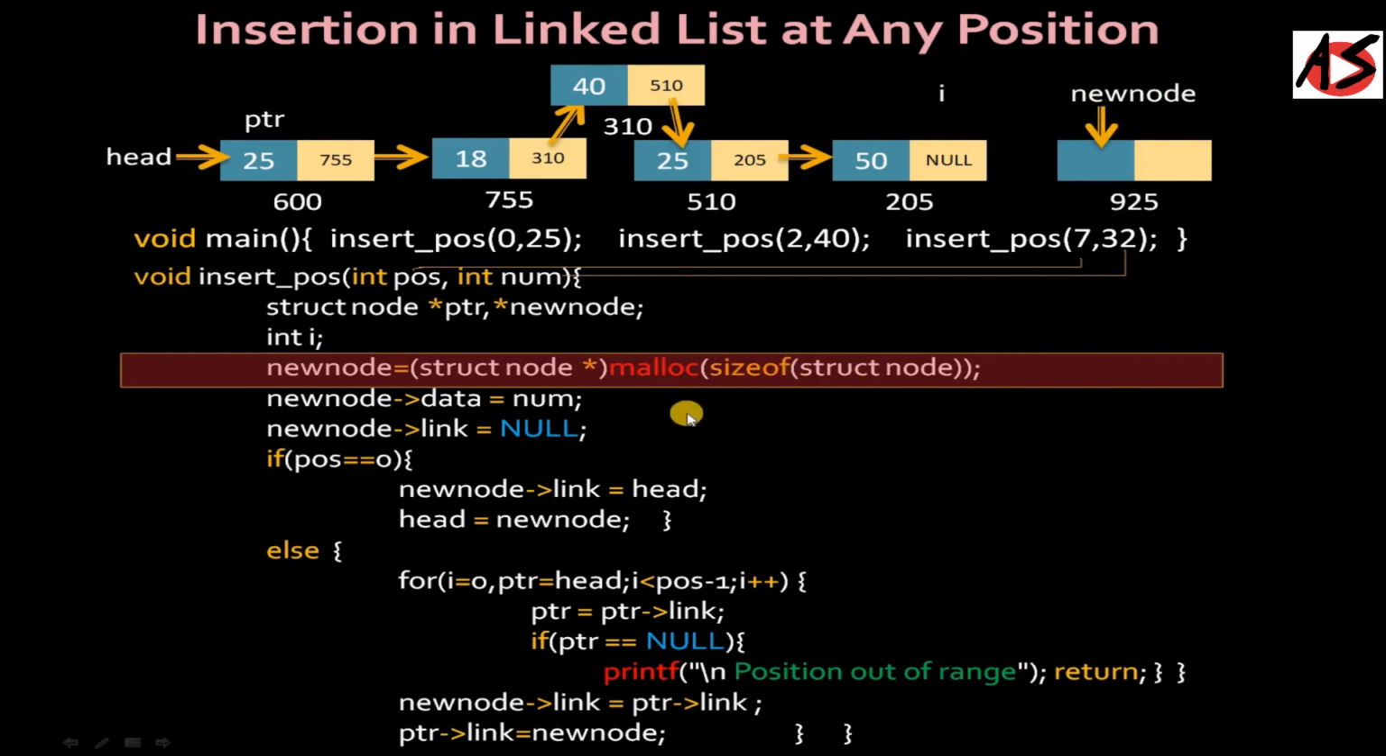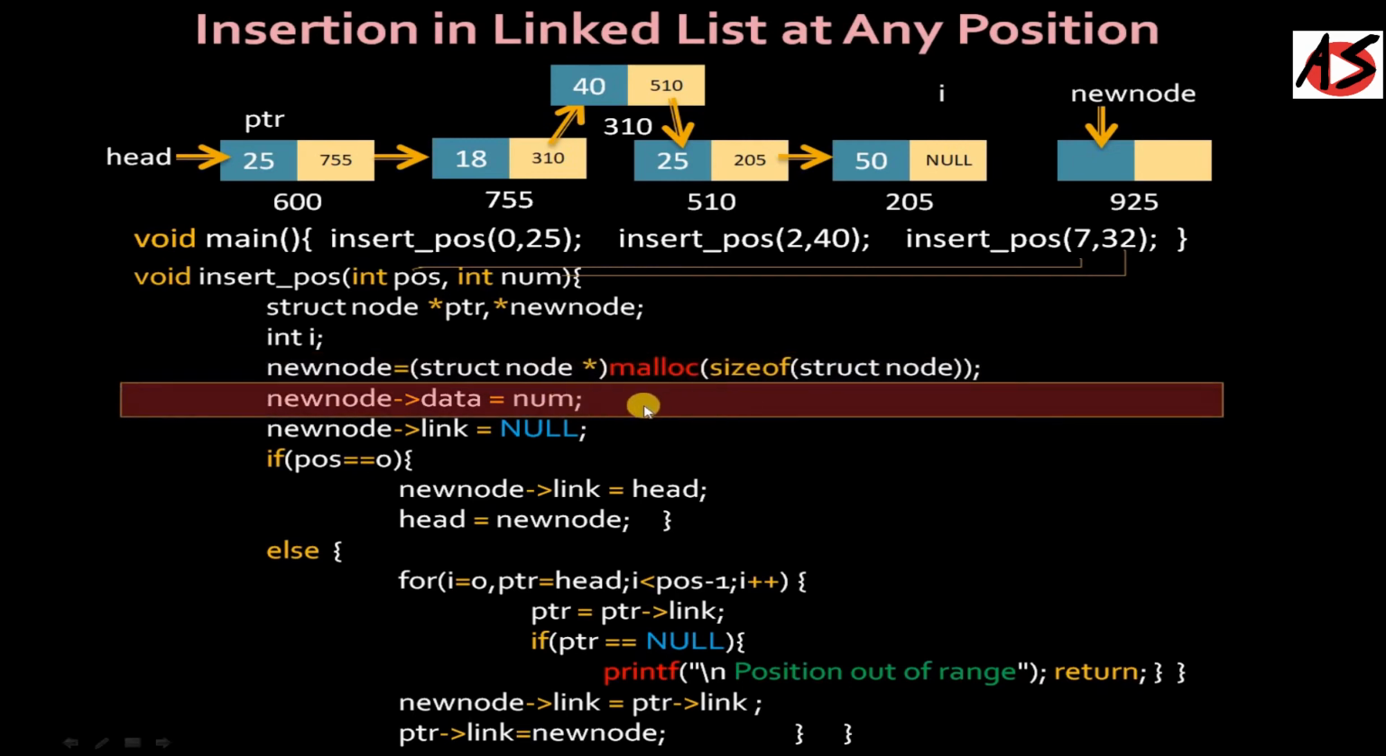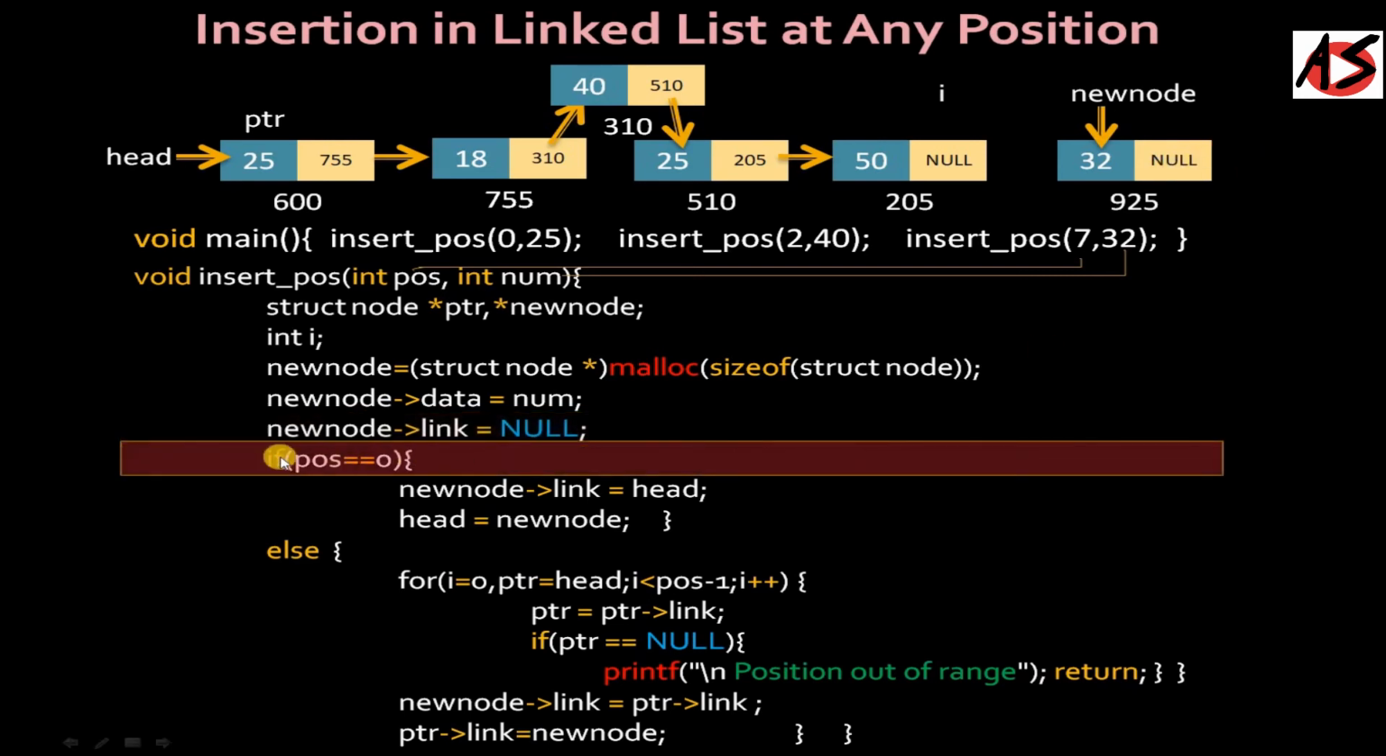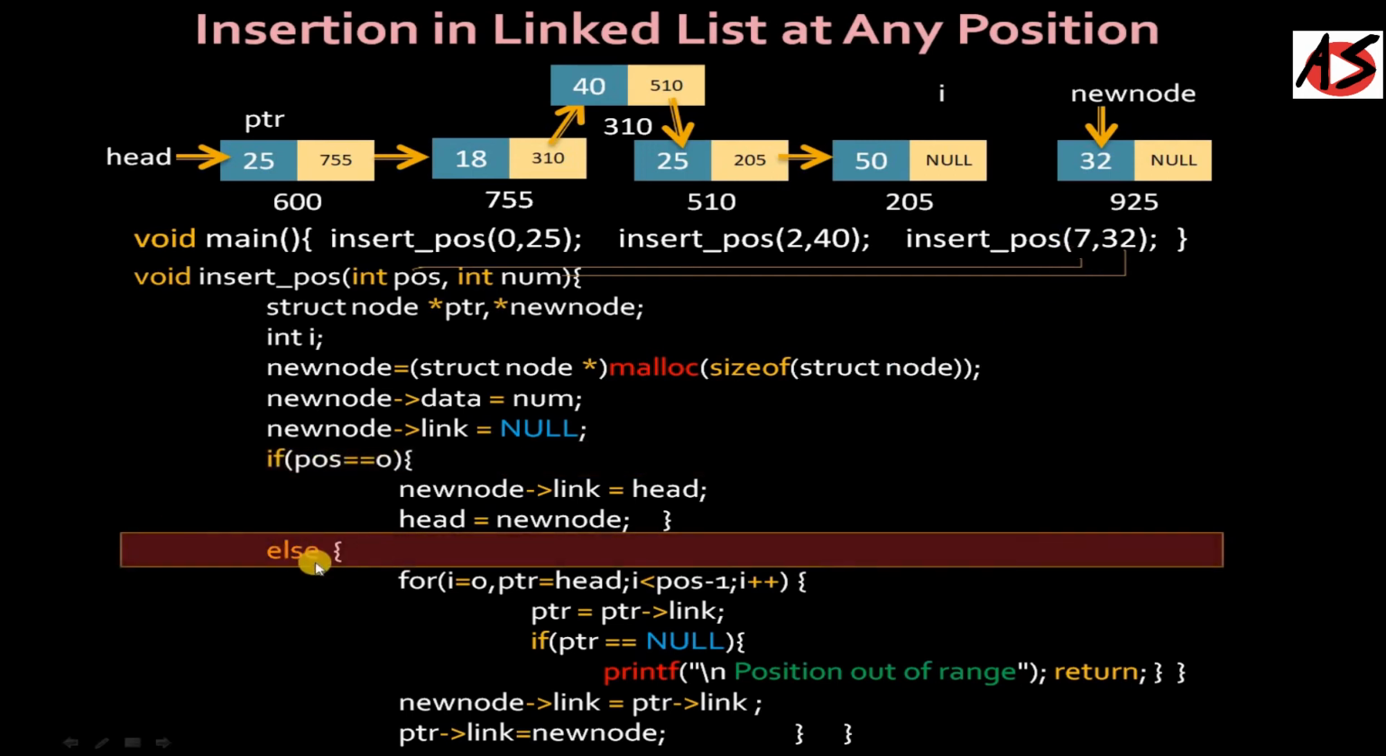Now in the new node data part we will copy 32. So here you can see 32 is copied, and in the new node link part we will copy null. Now again we will check the condition if position is equal to 0. Clearly you can see here position is 7, not 0. So this condition is false, so we will go in the else part.